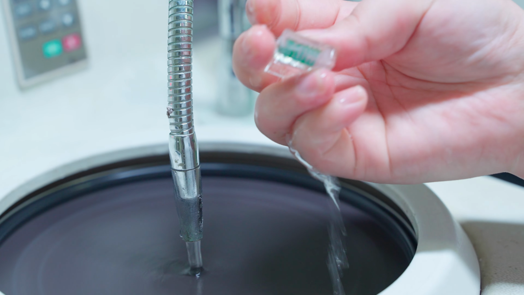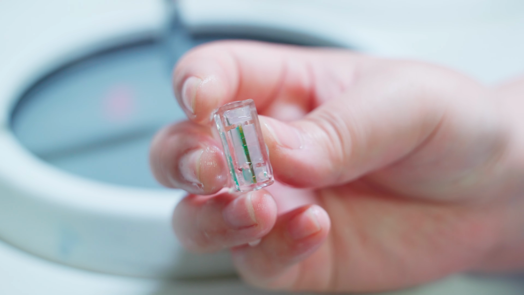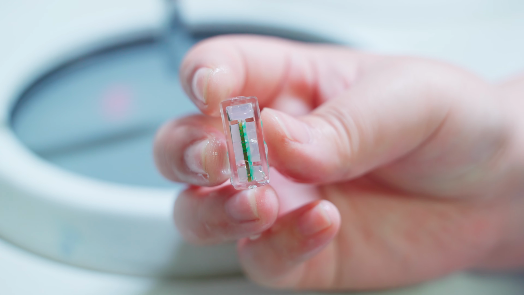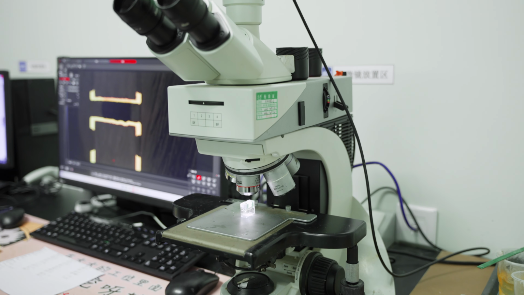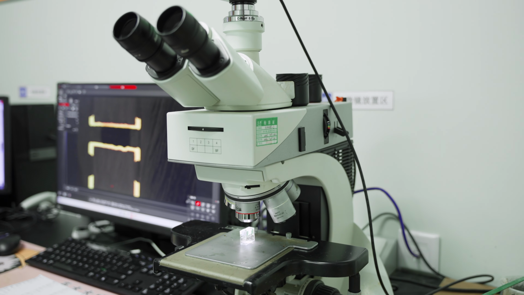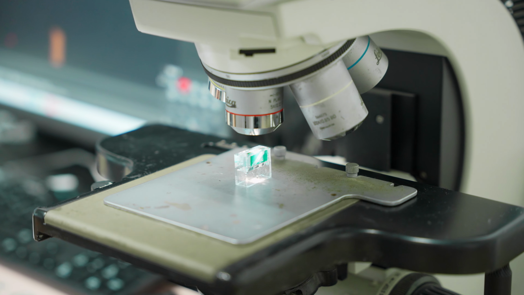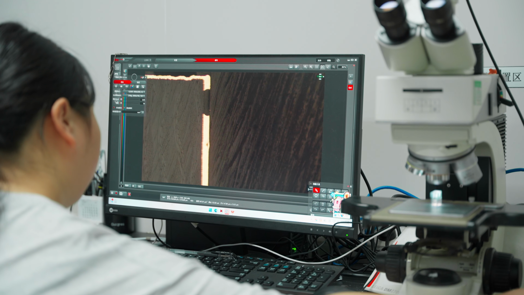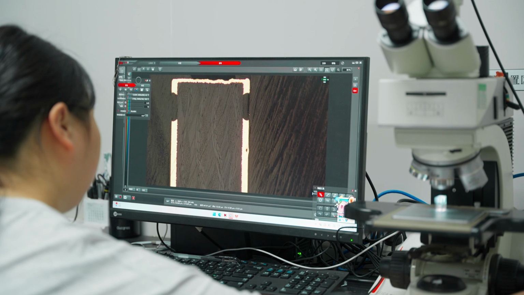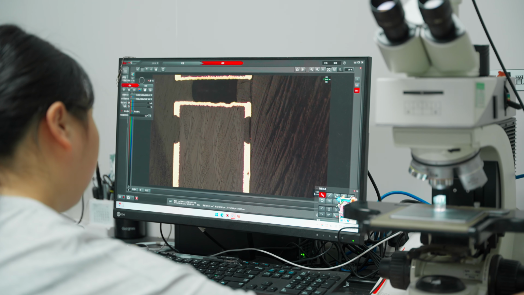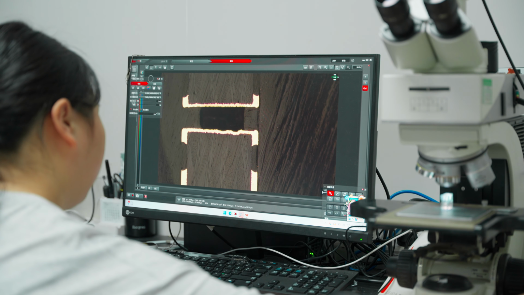Once polishing is complete, the sample is examined under an optical microscope. Here, we measure the copper thickness inside the plated through hole to verify whether it meets IPC requirements. Even tiny defects at this scale can lead to electrical failure, thermal stress damage, or long-term reliability issues.